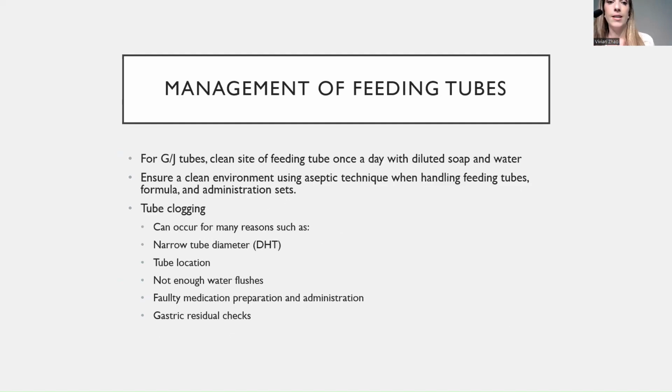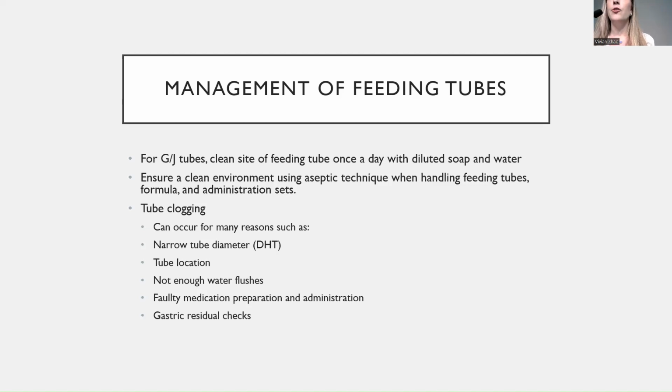Management of feeding tubes. For GJ tubes, you always want to make sure that you're cleaning the tube with soap and water, letting the patients know to do this at least once a day. They always want to have a clean environment when flushing, and use aseptic technique when handling the feeding tubes, formula, or administration set. So washing hands really well, making sure it's in a clean area.